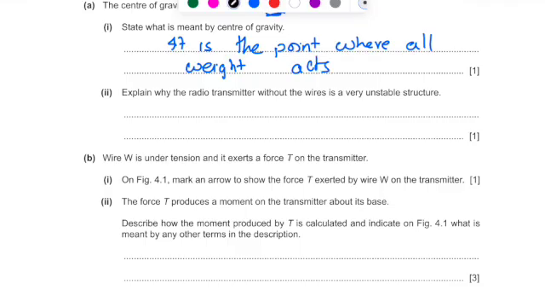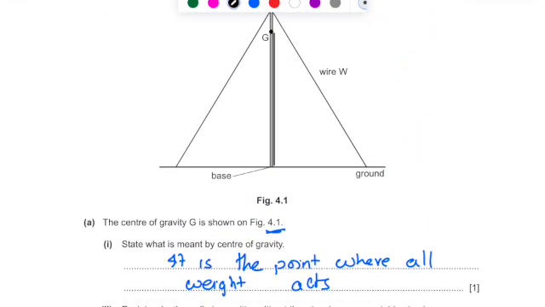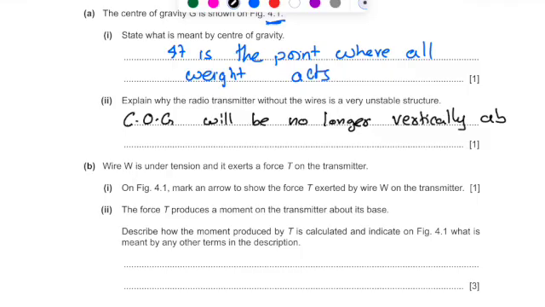Explain why the radio transmitter without the wires is very unstable. Because the center of gravity should always be perpendicular to the base. If there is a slight twist, it will fall off. So what am I going to write? Center of gravity, COG, will be no longer vertically above the base if there is a small tilt. That is why it should be supported by the wires.